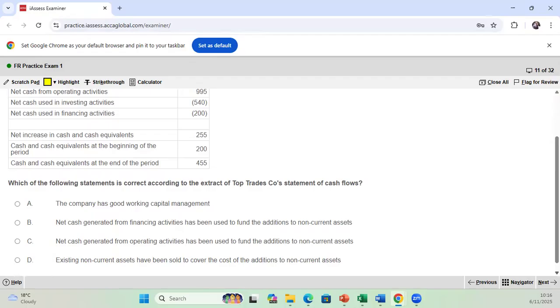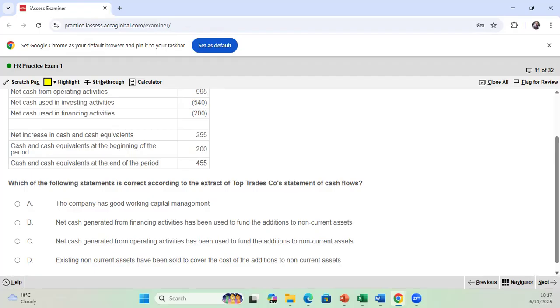Existing non-current assets have been sold to cover the cost of the additions. Existing non-current assets have been sold. If non-current assets had been sold, there would have been inflows, but it is showing that there are outflows.